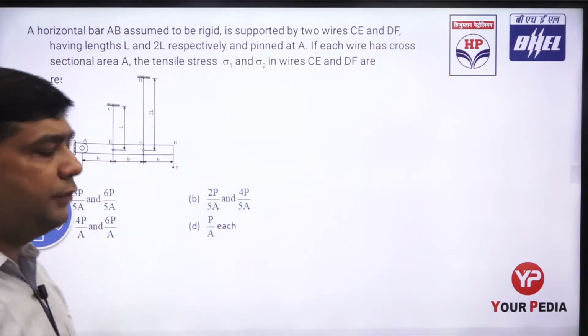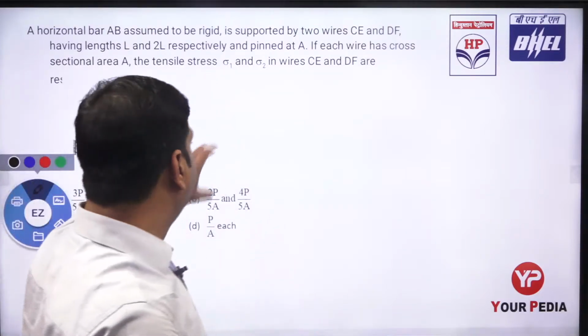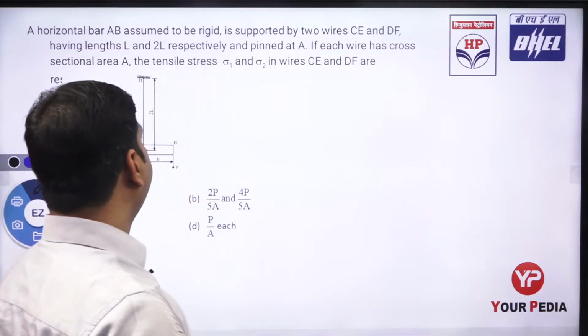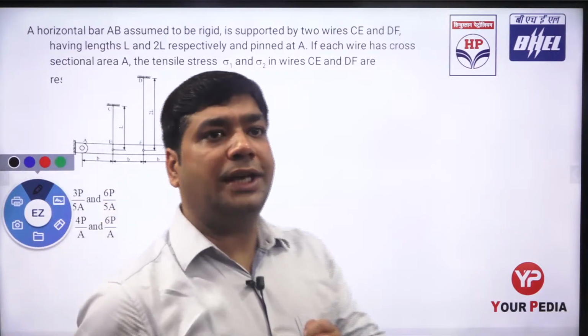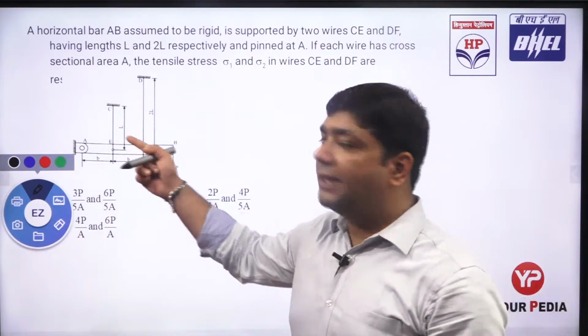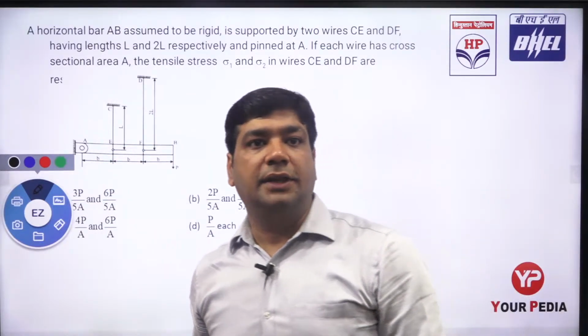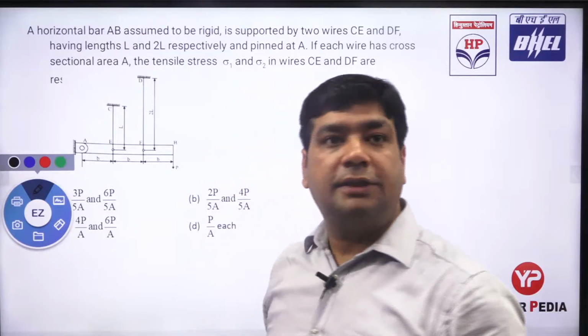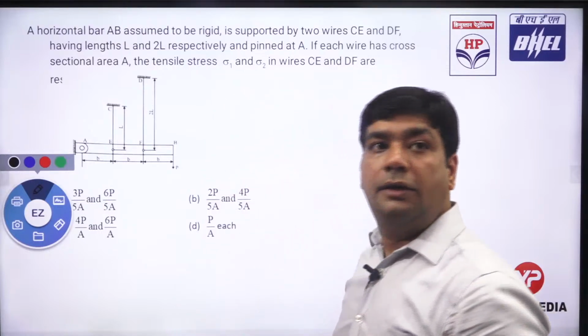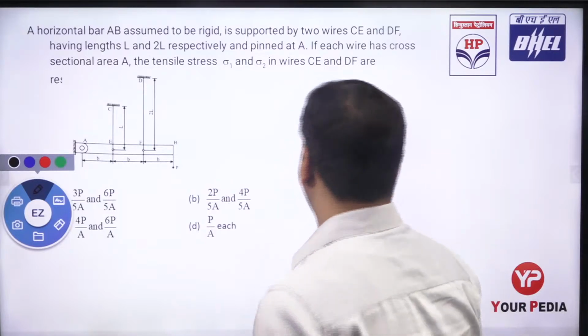For finding this, first of all we need to know the forces in the members EC and FD. Whatever forces are induced in the members, we divide by the area and get the answer. Simply, we can solve it like this. Someone is giving the answer C, someone the answer A. Okay, just try to solve the question.